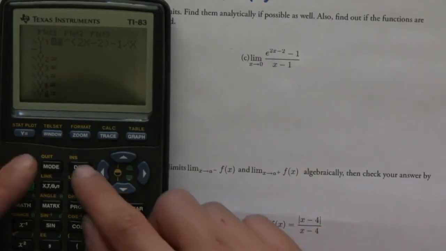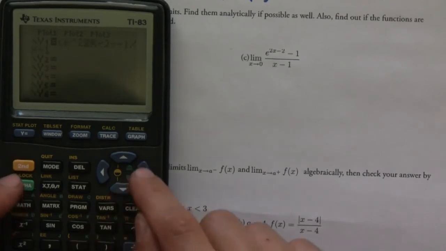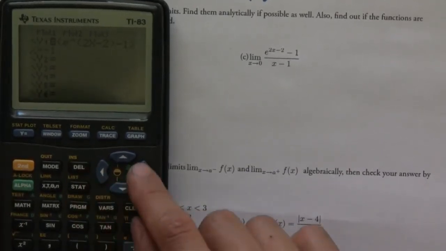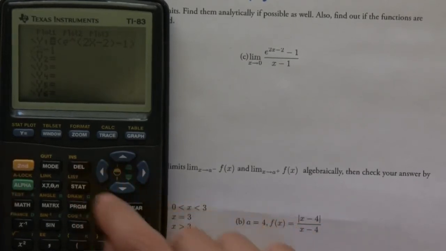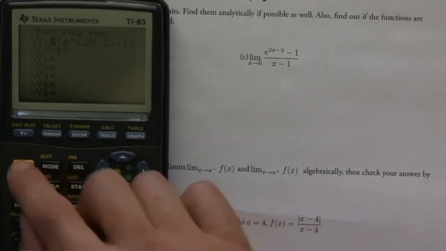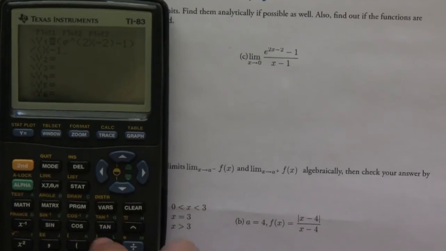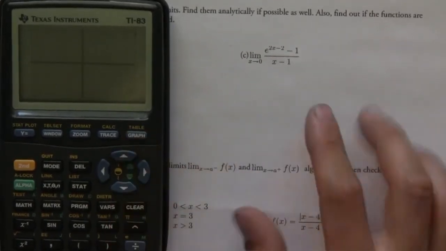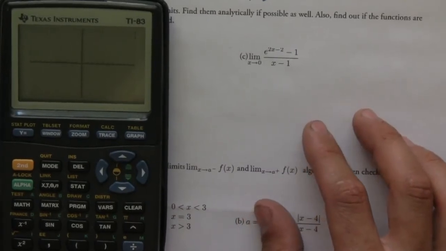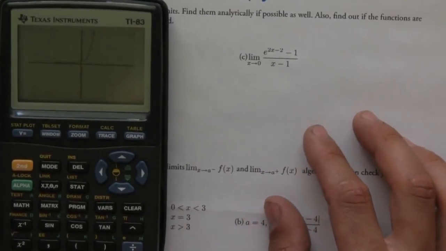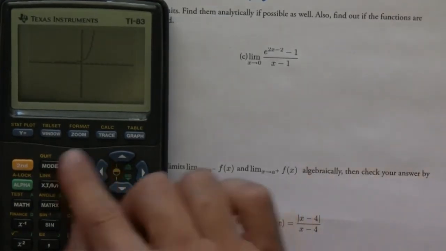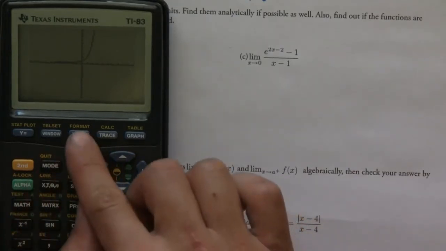Okay, so let me insert parentheses here on the numerator. Now make sure you press insert so that you don't erase the other stuff that you had. So insert parentheses, insert. Actually, that one I didn't have to. But this produces a much different picture than the other one. So you've got to be careful with that. Make sure you put your parentheses. Okay, so let's go back and take a look.